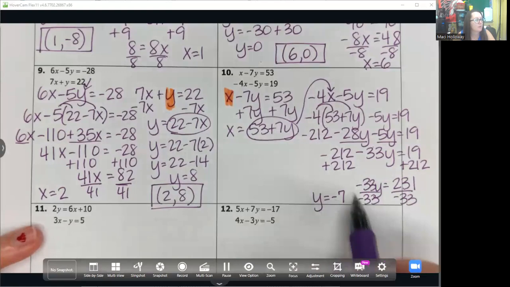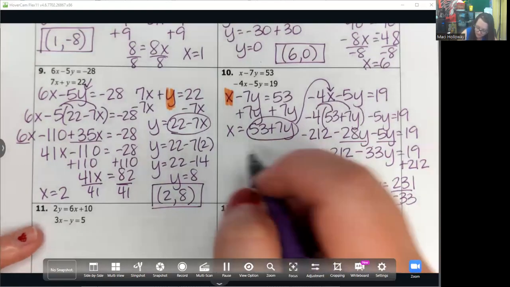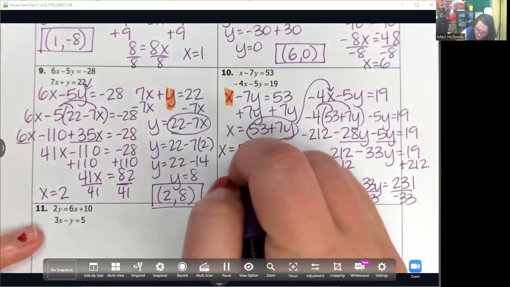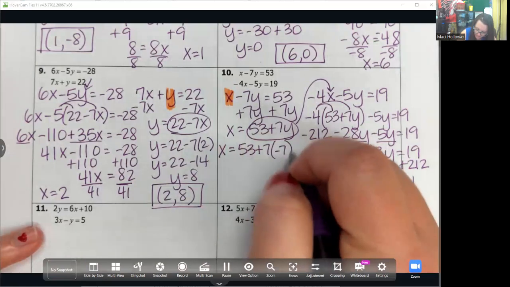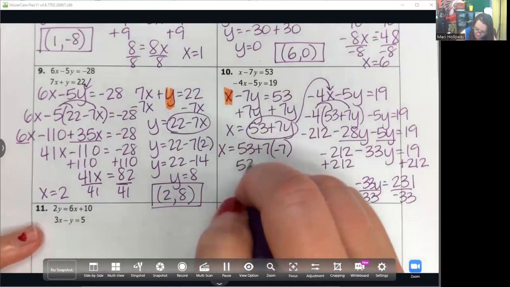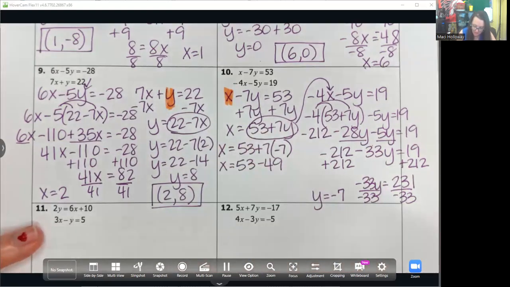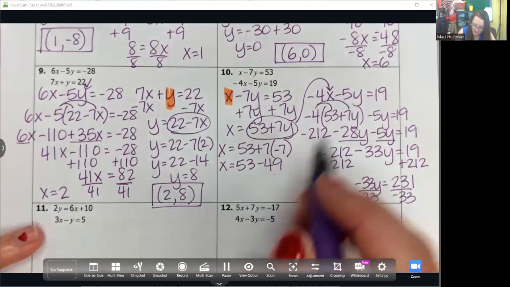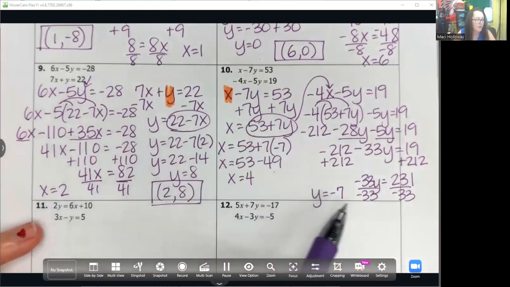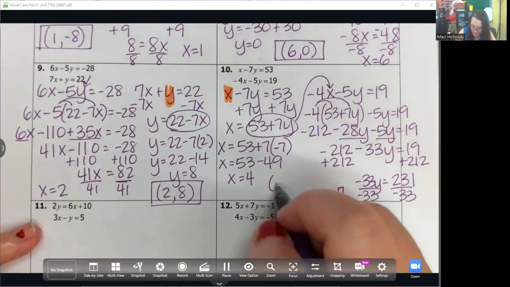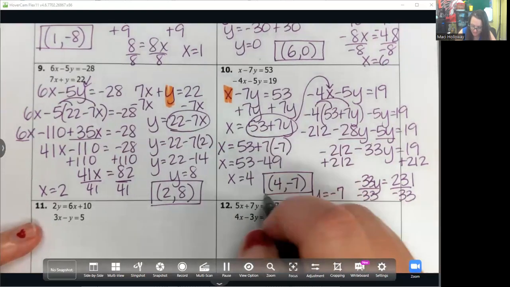All right. Once we've found one variable, we're going to plug it back into the original equation to find the other variable. So x equals 53 plus 7 times our y value, negative 7. So that's 53 minus 49, because positive 7 times negative 7 is negative 49. And 53 minus 49, it's a good number, it's 4. So we have an x value, we have a y value. We're going to write it as a point for our solution. And our solution is (4, negative 7).